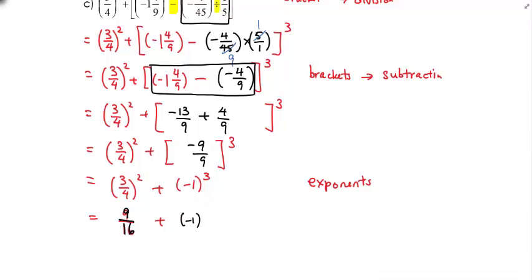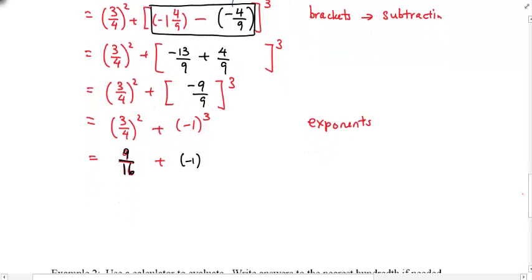And now finally we're just adding, so 9 over 16 plus, I guess I should change this to a denominator of 16. This would be negative 16 over 16. 9 minus 16, what's that? I believe that's negative 7. So our answer is negative 7 over 16. Woo! Lots of steps. But once again, if you do this step by step, you should not go wrong.